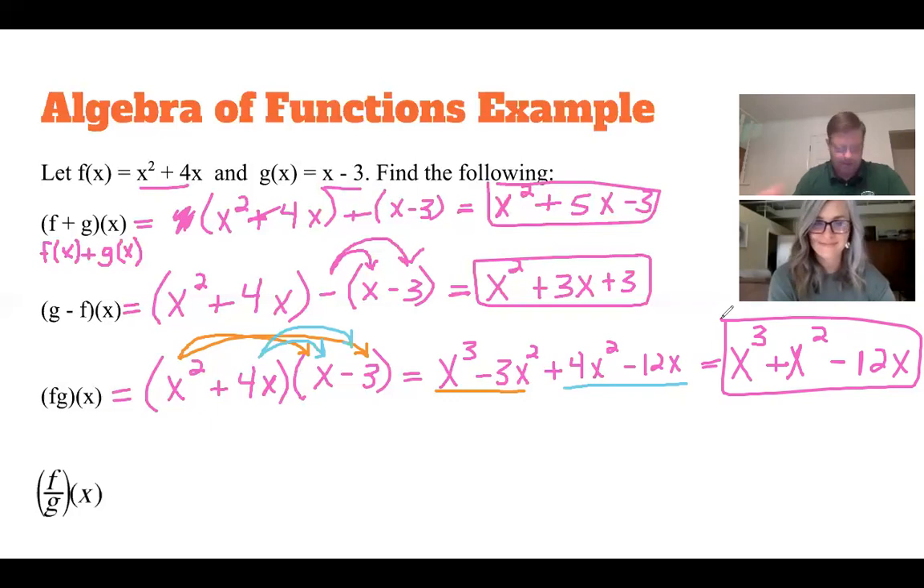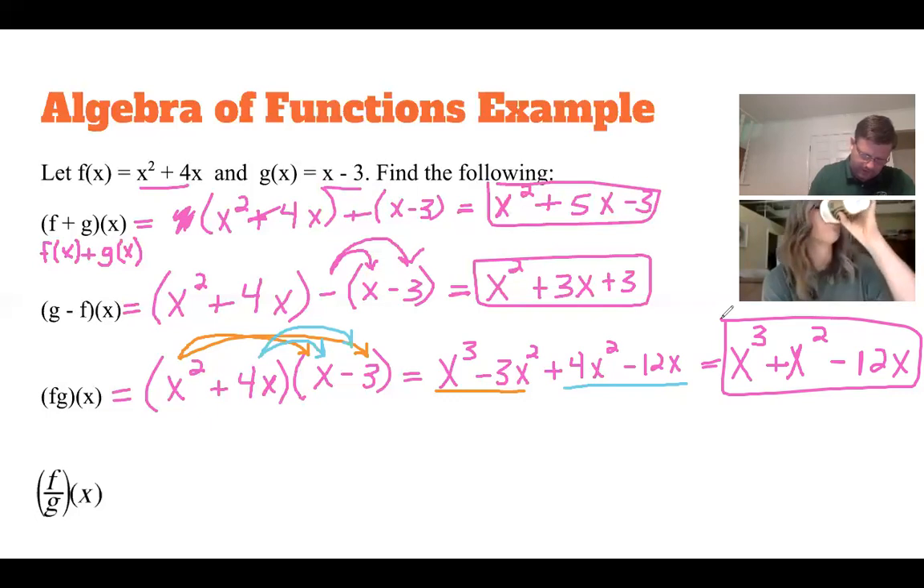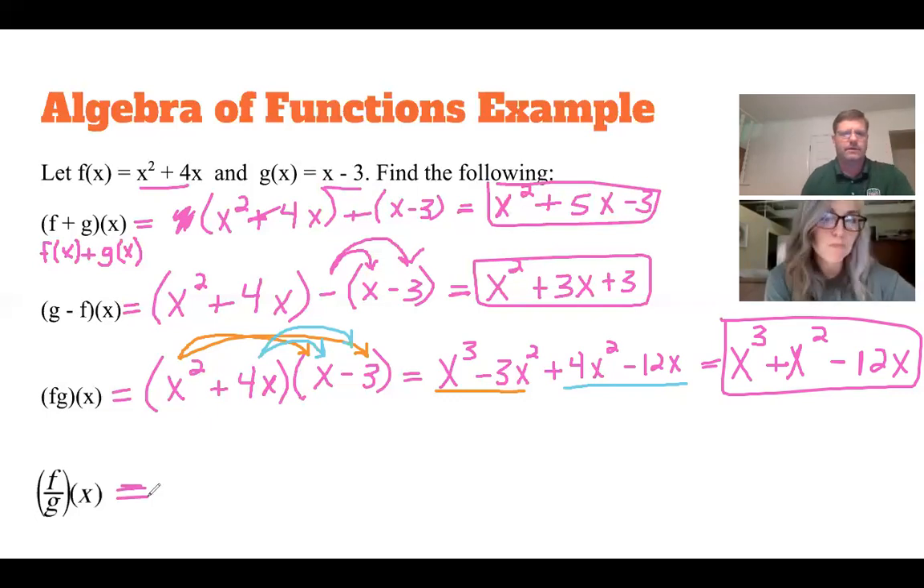So the last one is division, and we're going to address this a little bit more later on. My f of x is x squared. This one actually doesn't simplify at all. So I get x squared.